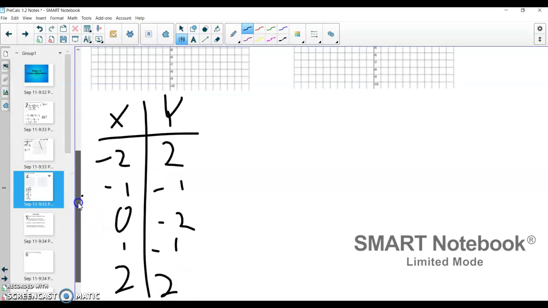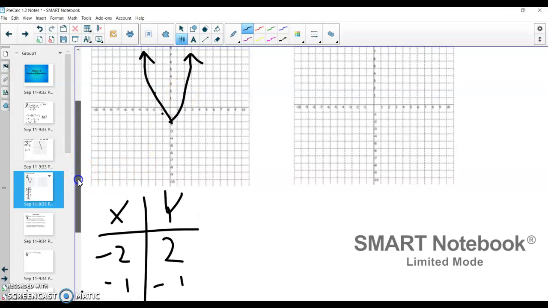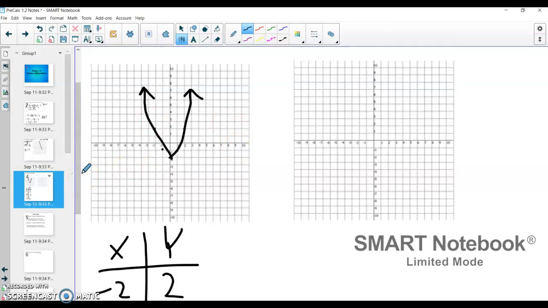And then I can plot points and graph. So negative 2 up to 2, negative 1, 0, negative 2, and then the symmetry on the other side. My graph looks something like this, and I can draw the parabola portion of it. Okay, not perfect. Writing on my computer makes it hard, but that's what we're working with here.